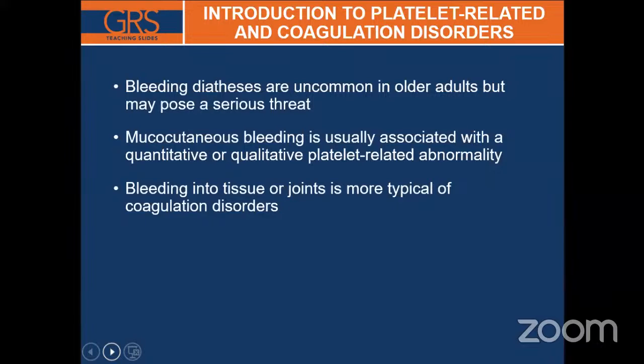So we'll begin with an introduction. Bleeding diatheses are uncommon in older adults, but they may pose a serious threat. They could have great adverse effects, or they could lead to death, for example. There are two types of bleeding. You could have mucocutaneous bleeding, and that's usually associated with a platelet problem, whether that be quantitative or qualitative. And there's also a type of bleeding where you bleed into tissues or into joints, but that's more typical of coagulation disorders rather than platelet-related abnormalities. Next slide, please.